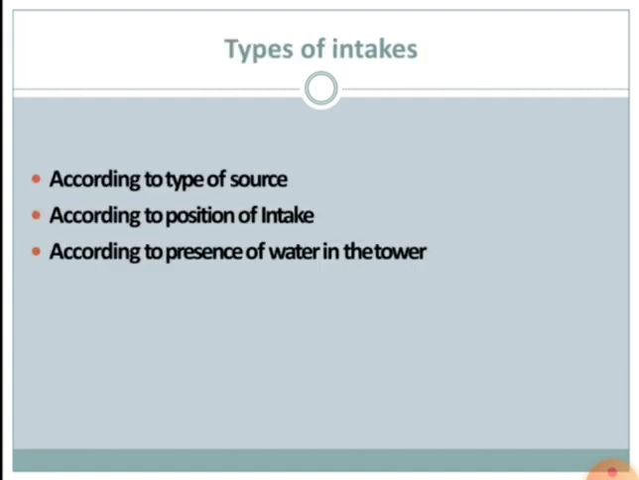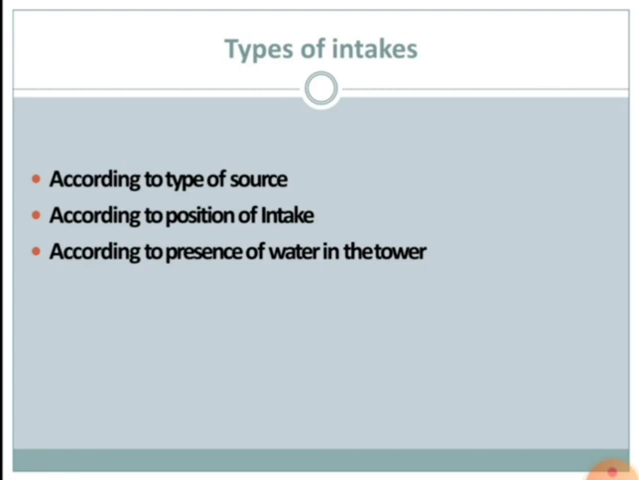So next we'll see what are the different types of intakes. Intakes may be classified under three heads as given here. Firstly, based upon the type of source, that is, from which source the water is being collected. Based on that, we can classify intakes into river intakes, canal intakes, reservoir intakes, etc.